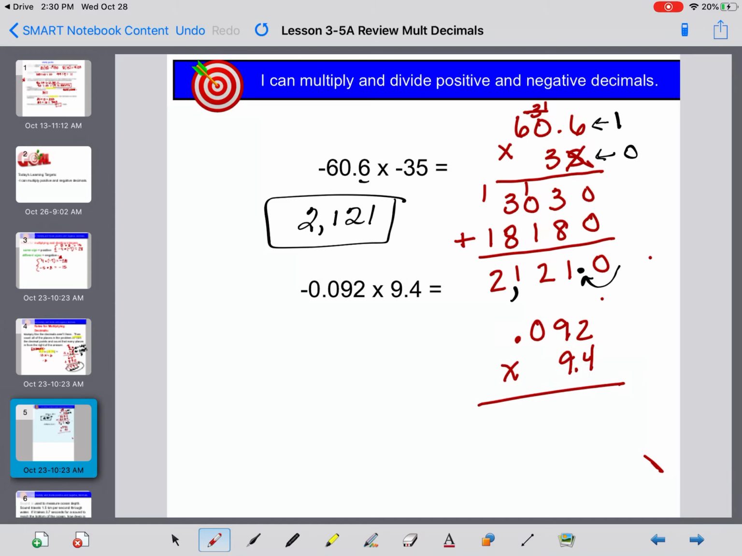Again, notice I did not line up my decimal points. It's very important that you memorize these rules. 4 times 2 is 8. 9 times 4 is 36. Carry the 3. 4 times 0 is 0, plus 3 is 3. I'm done with the 4, so I put my 0 in. Now I begin the same process with the 9. 9 times 2 is 18. Carry the 1. 9 times 9 is 81, plus 1 is 82. Then I add.